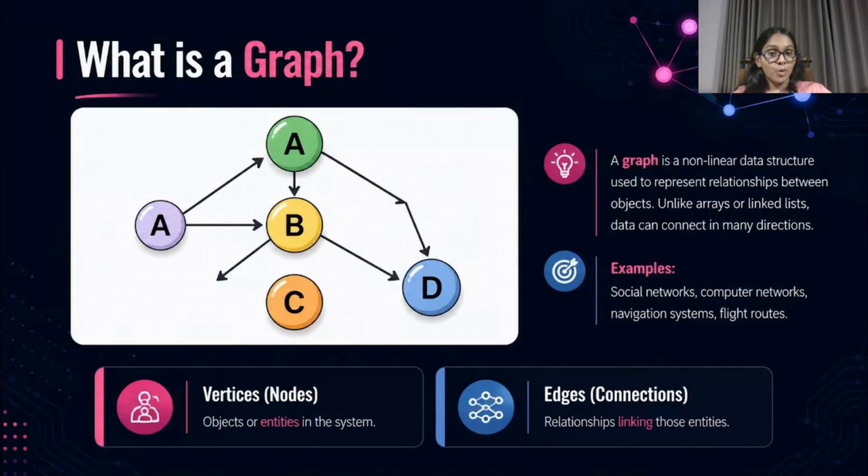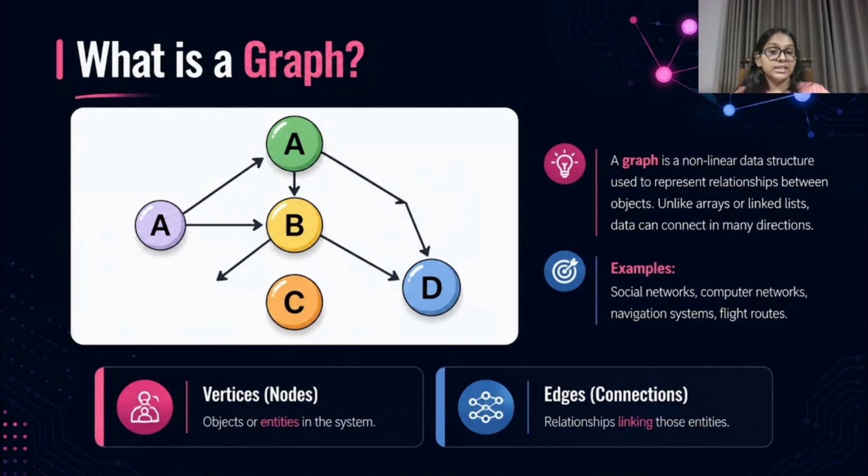Alright, so let's begin with the most important question. What exactly is a graph? A graph is a nonlinear data structure used to represent relationships between different objects. Think of a graph as a collection of points connected by lines. The points are called vertices or nodes. The lines connecting them are called edges.